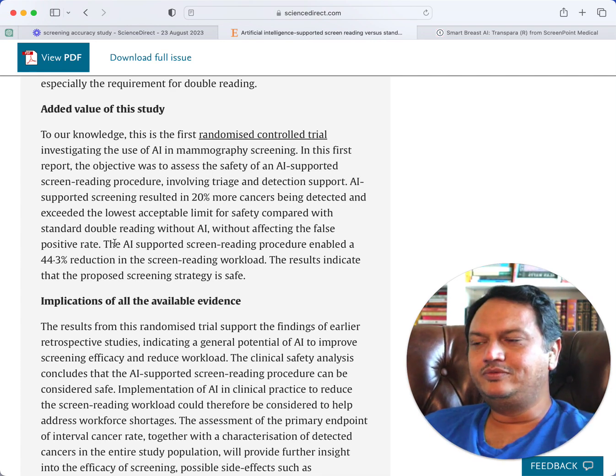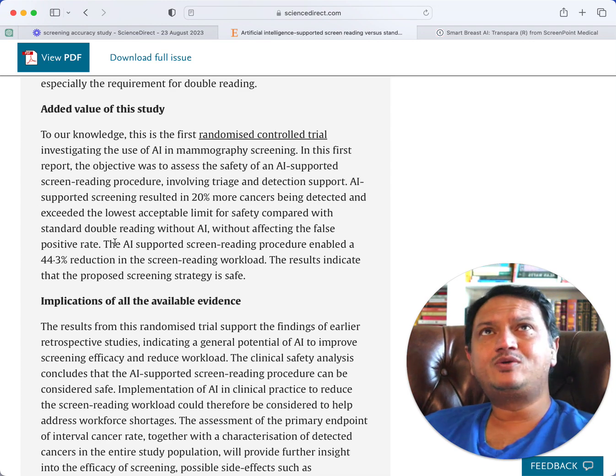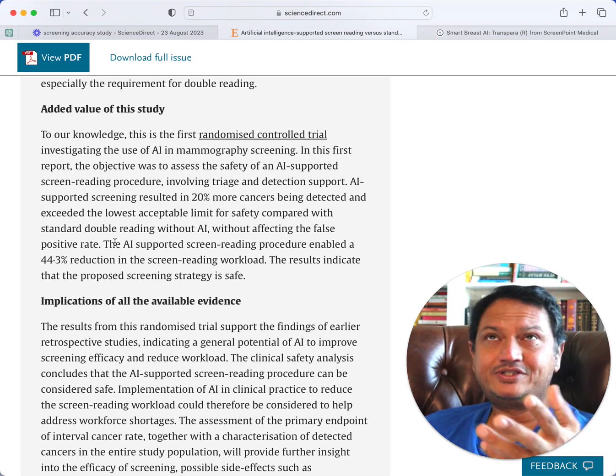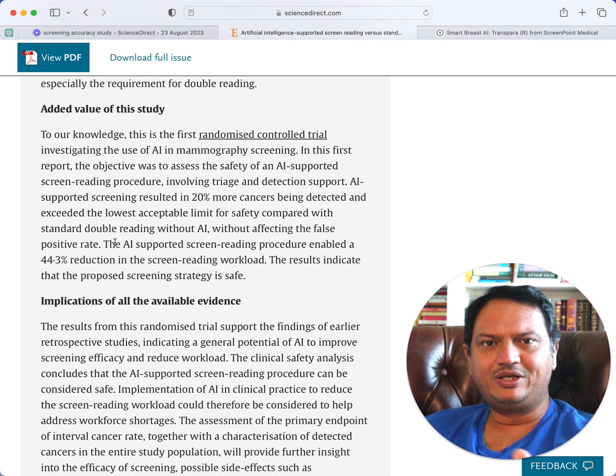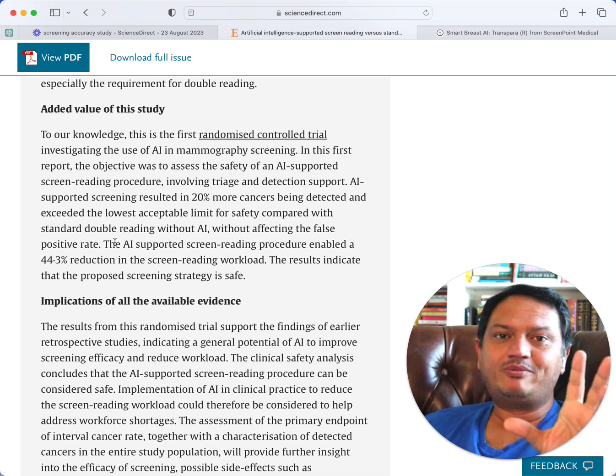Now, it's interesting that they have about, I would say, 1,500, 1,600 people recalled out of 80,000, so less than 2,000 women recalled out of 80,000 who probably needed the biopsy.